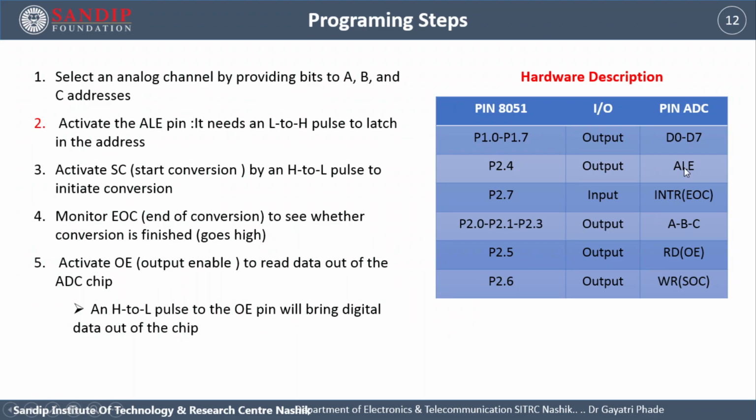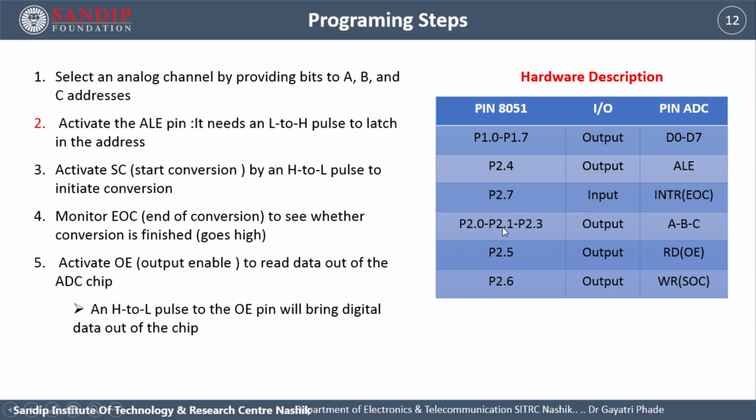We will be making this ALE signal high. Here this port should be configured as an input port as we are taking the converted data out of the ADC. P2.4 will be ALE. We are activating the ALE signal to latch the channel. P2.7 we are taking as the input because it is giving the signal from the ADC to the 8051 that the conversion has taken place.